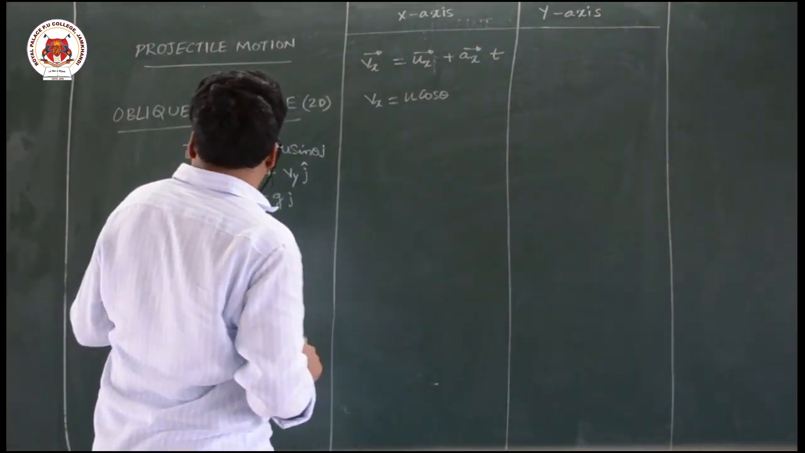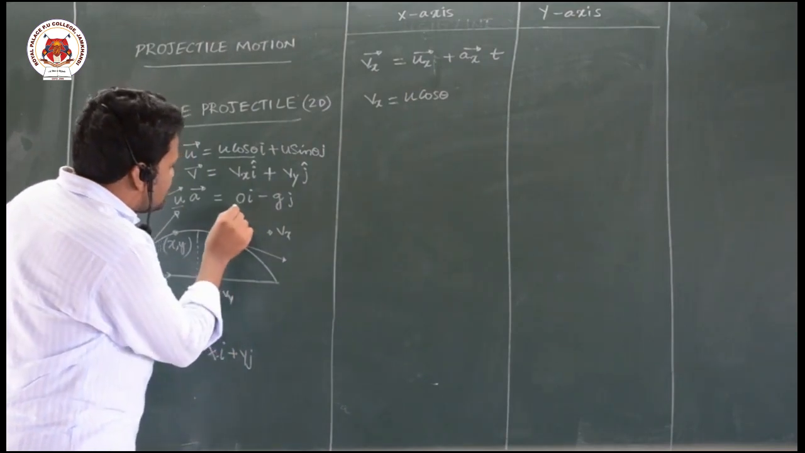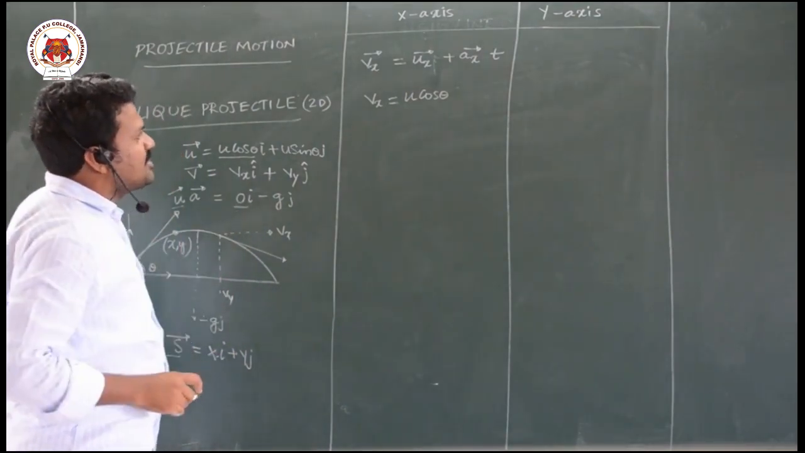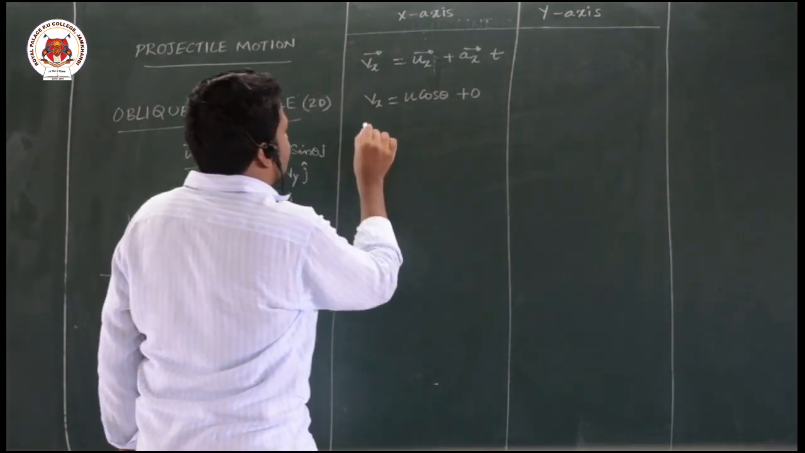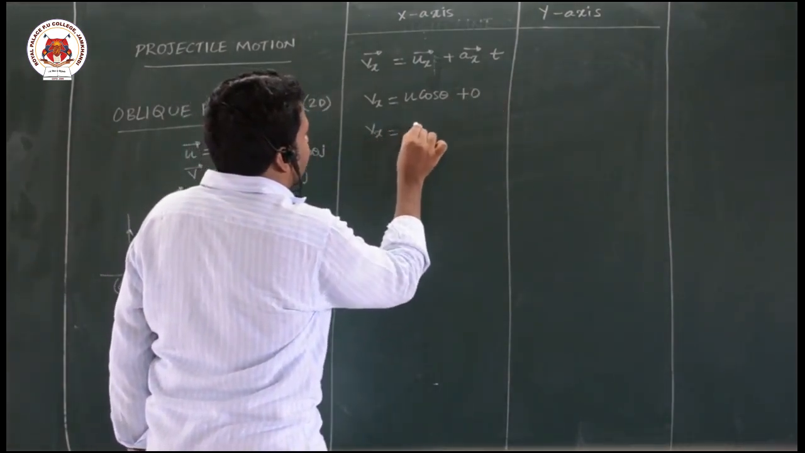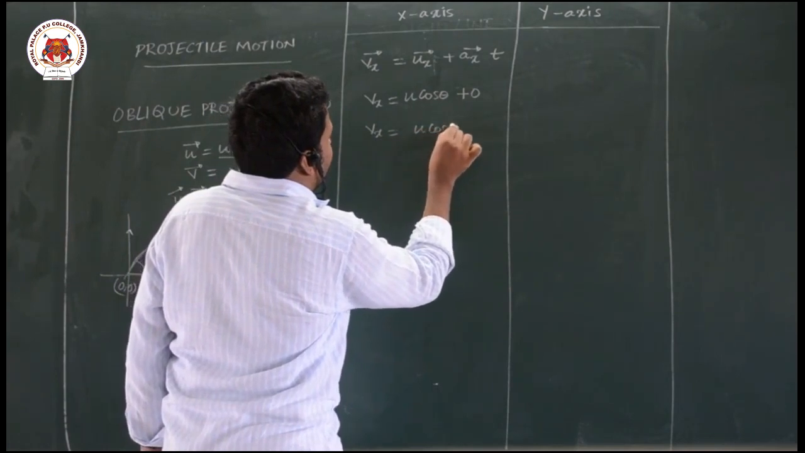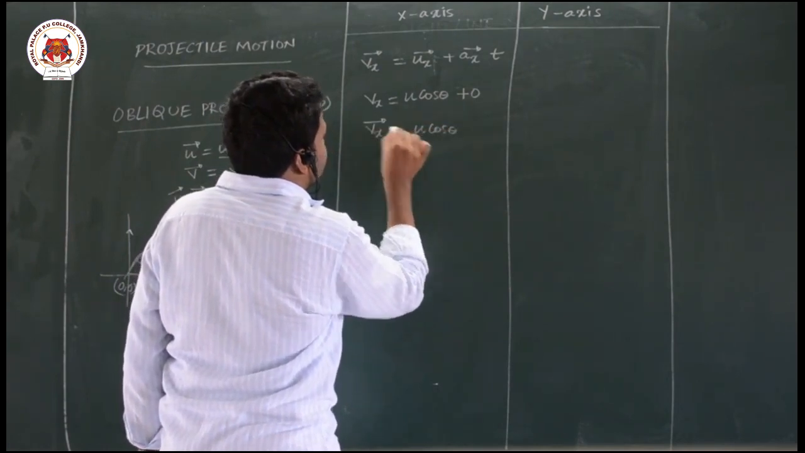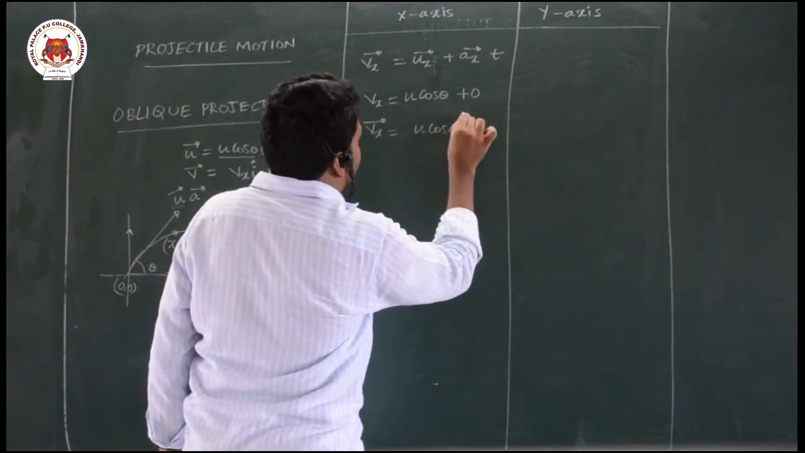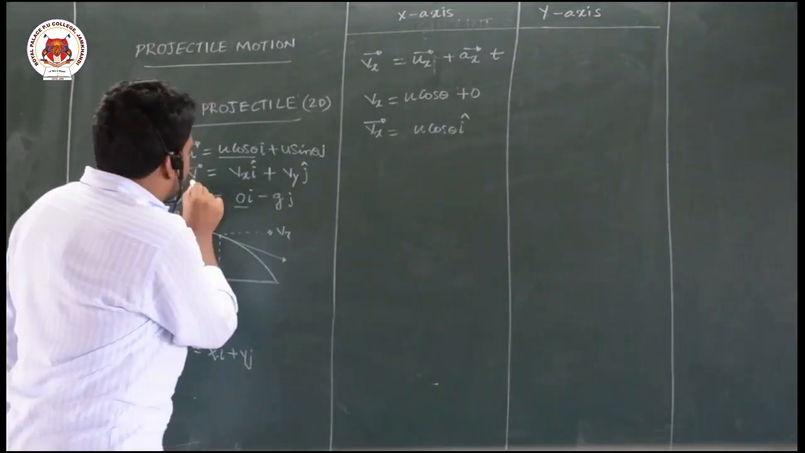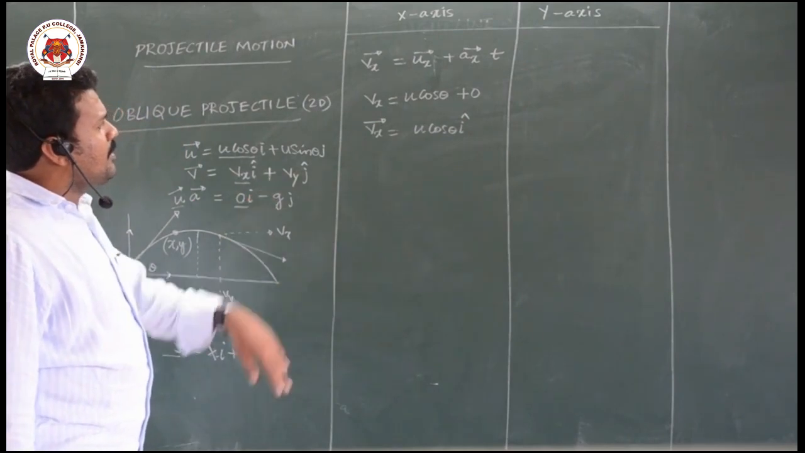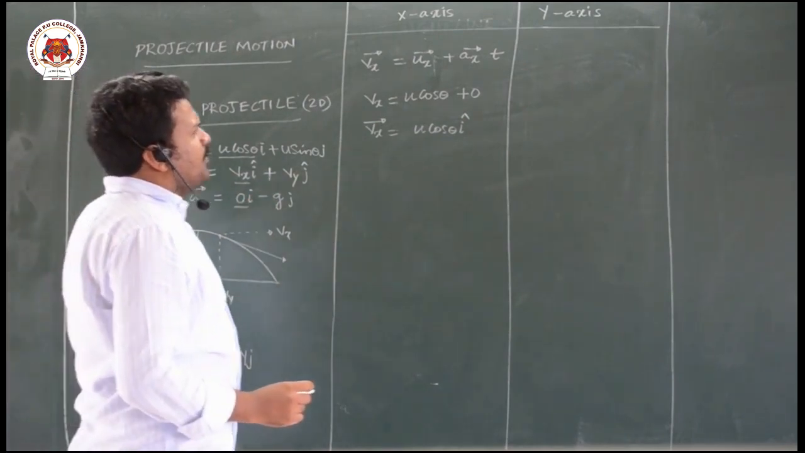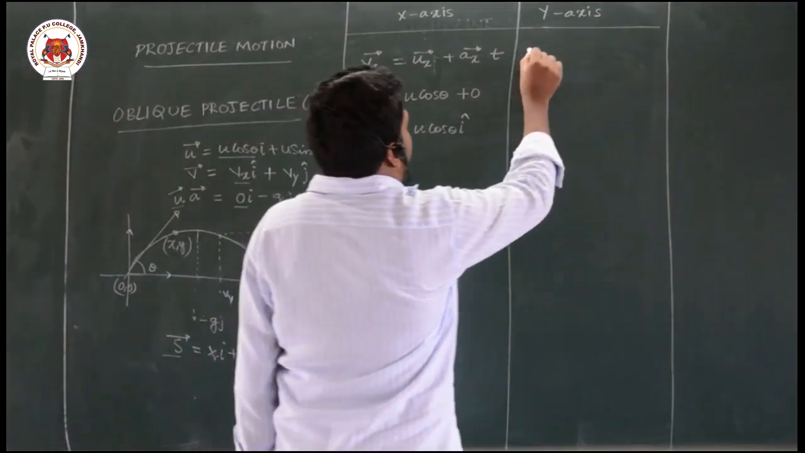And what is the acceleration along x-axis? You can observe here, acceleration along x-axis is 0. So Vx is equal to u cos theta, a constant. If you write in vector notation, Vx bar is equal to u cos theta i cap. So in this formula we already found Vx. Now same thing you apply along y-axis.